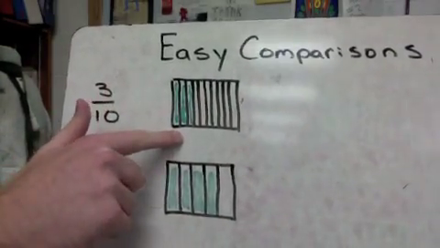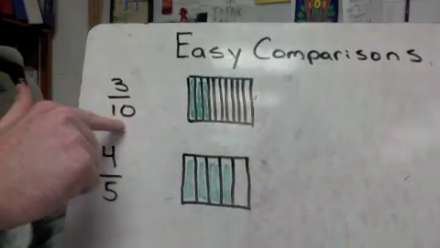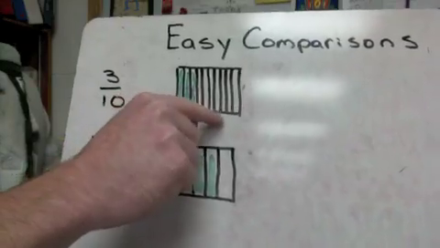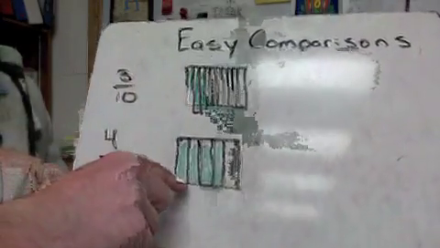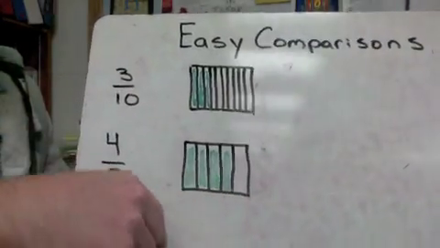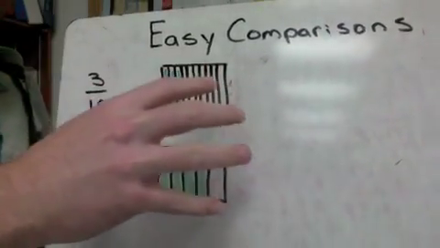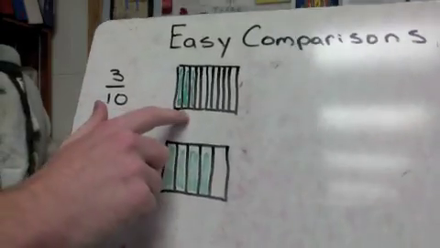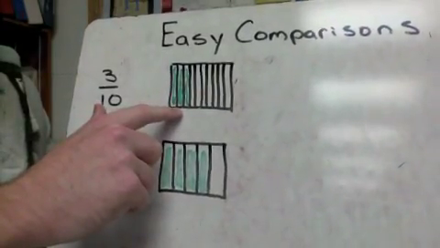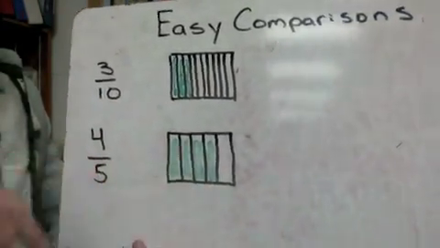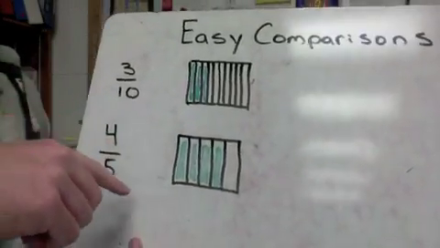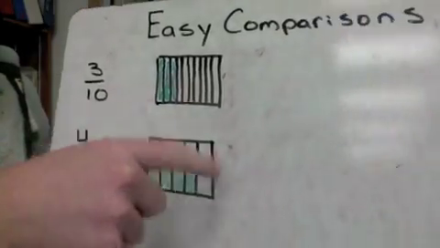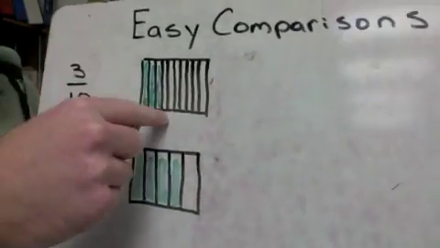This pan up here is cut into 10 pieces, where this pan down here is cut into 5 pieces. But you'll notice that my 10 pieces are all about the same size, and my 5 pieces are all about the same size. If you set it up like this, it's fairly easy to make a comparison. I can fill in 3 of these same size pieces and 4 of these same size pieces, and it's pretty easy to tell that 4/5 of a pan of the same pan is going to be bigger than 3/10 of a pan.